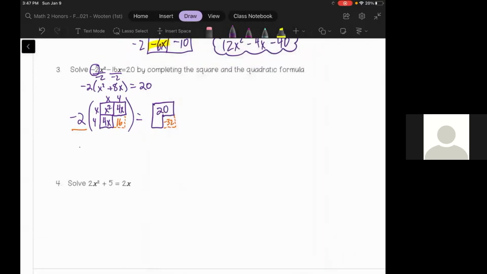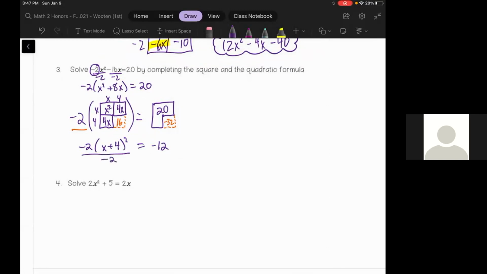So now if I write this in its form, I have negative 2 times x plus 4 squared, because we have an x plus 4 times x plus 4. Then on the other side, 20 and negative 32 combine to make negative 12. Now I just want to solve this. If I was putting it in vertex form, this is where we would add the 12 back to the other side to get it back equal to the original expression. But that's not what we're doing. We're just solving here.